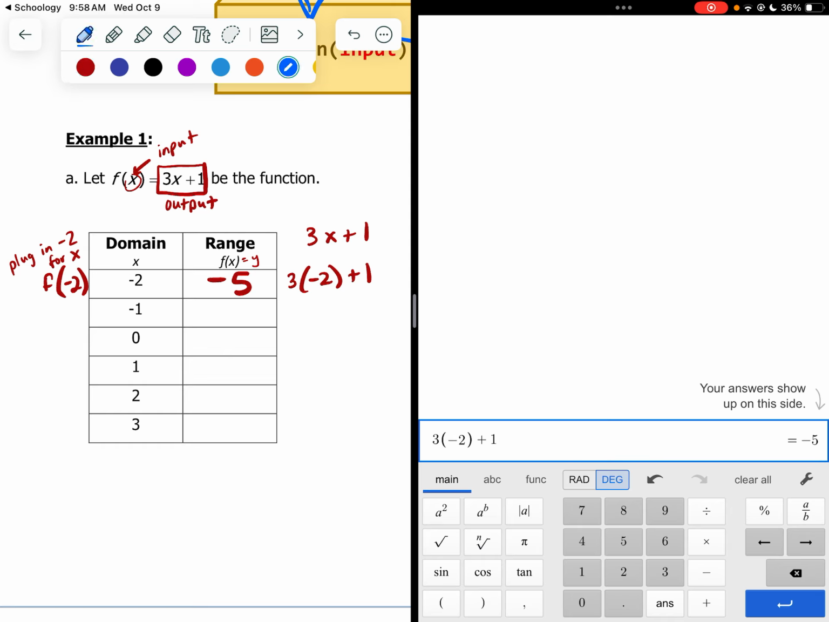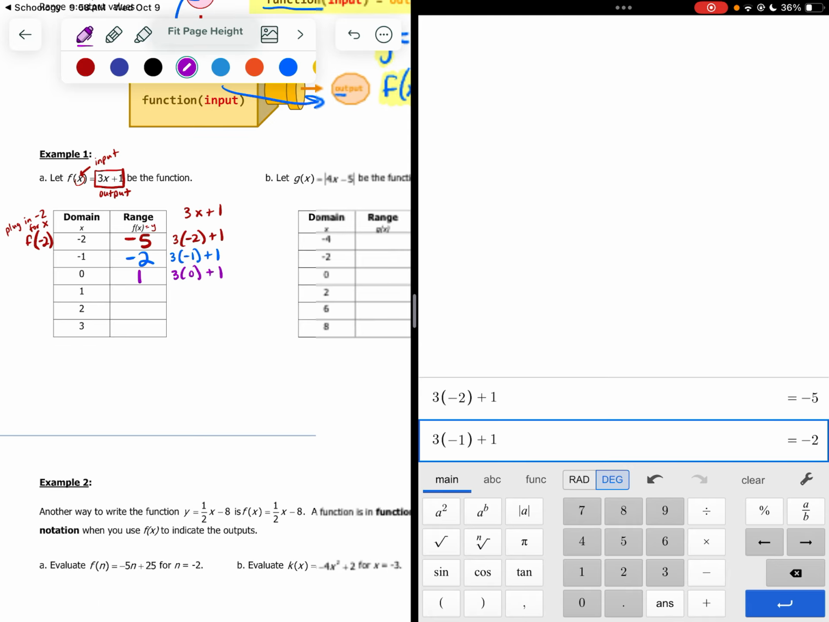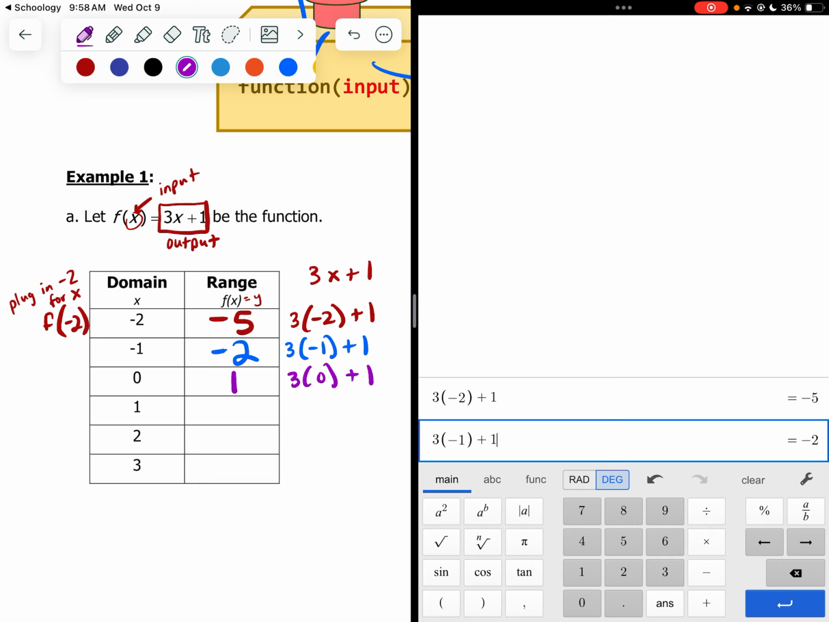Okay, I'm going to do the same thing for negative 1. So same function, but now I'm going to plug in negative 1. Okay, so this is 3, parentheses means multiply, negative 1 plus 1, I get negative 2. Okay, and then keep doing the same thing. So 3 times 0 plus 1, 3 times 0, 0 plus 1, I get 1. Okay, so if the sub could pause this for just a minute and let everybody do the last 3 here, 1, 2, and 3, and then we'll come back and check our answers.